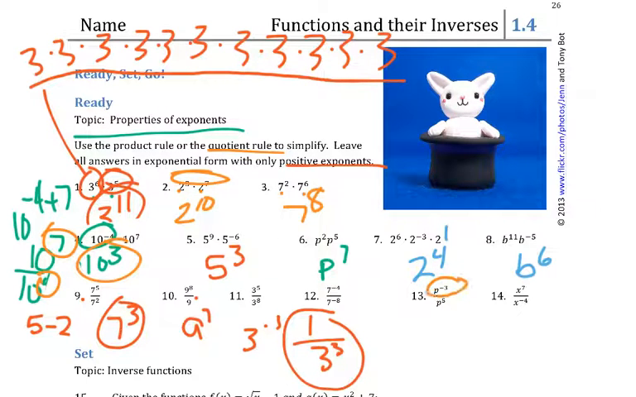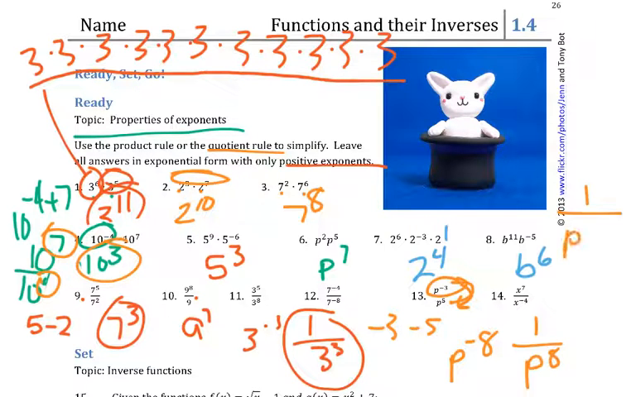Number 13, when you have a negative up top, you can either drop it down, or we could subtract negative 3 minus 5 would give us p to the negative 8, which would be 1 over p to the 8th. Or you can think of it this way, this negative would make it 1 over p to the 5th, p to the 3rd, which we would combine those to become p to the 8th.